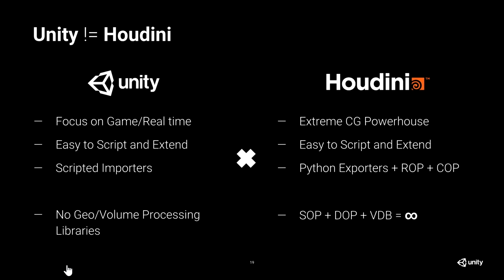Finally, in Unity, we don't have any geometry or volume processing libraries. So that's why we have to rely on Houdini in order to bake really complex stuff. We use the power of SOPs and DOPs and VDBs to achieve basically unlimited results.